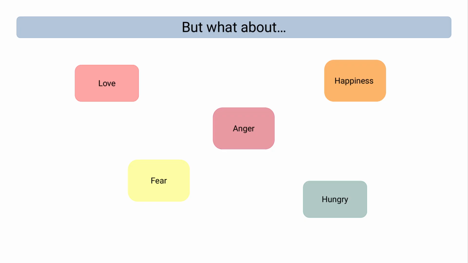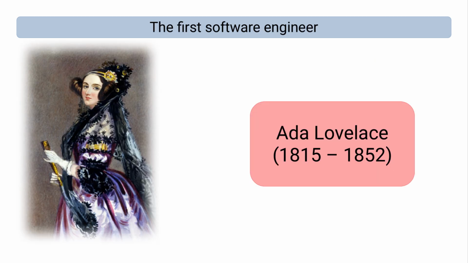Now, we've only been talking about numbers here, but obviously computers can do a lot more than crunch numbers. And so the question becomes, how would you represent something that we don't normally associate as a number, like love, anger, fear, happiness? How do you get these types of concepts, or at least be able to represent such concepts on a computer? This is where Ada Lovelace comes in.